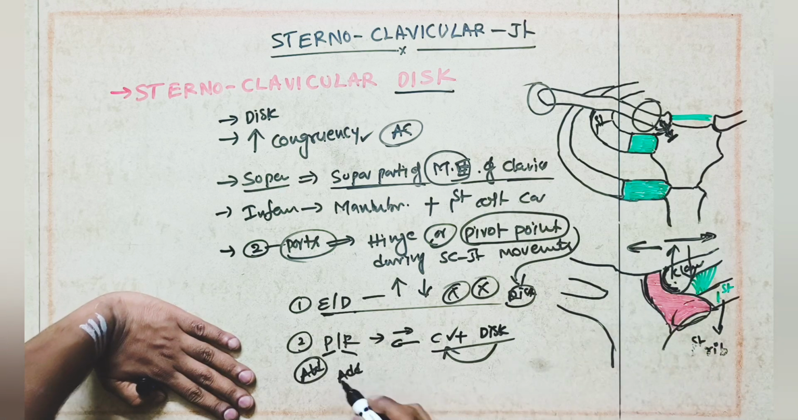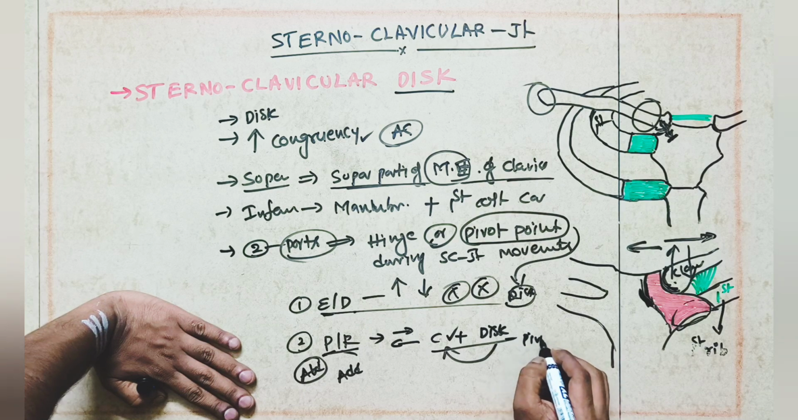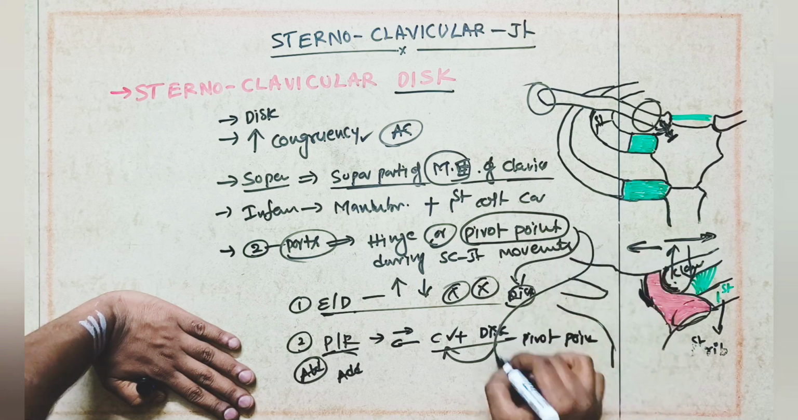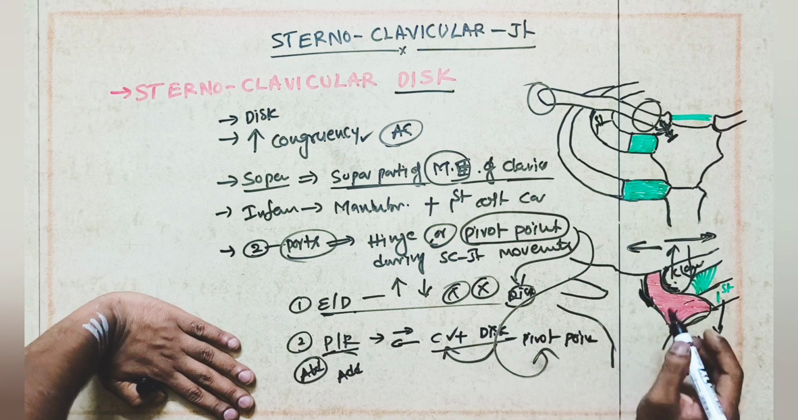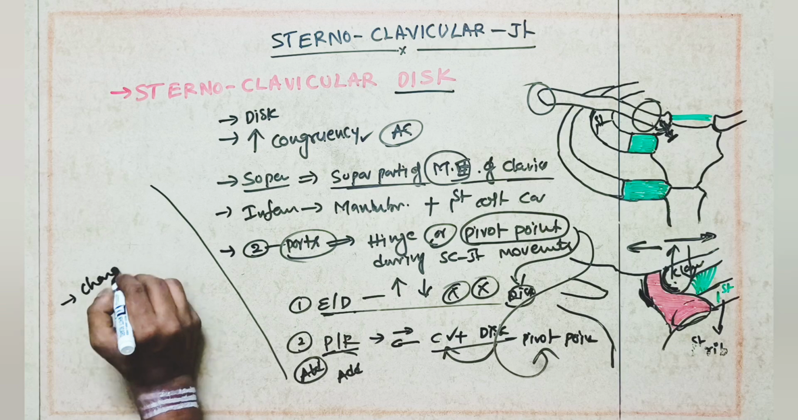So the point is, when protraction and retraction are happening, the manubrium acts as the pivot point for these movements, and the disc and clavicle move together. So this is the point. What is the use of this? Because of the presence of the disc, it is helpful in elevation, depression, and at the same time protraction, retraction movement, giving a changing ability.